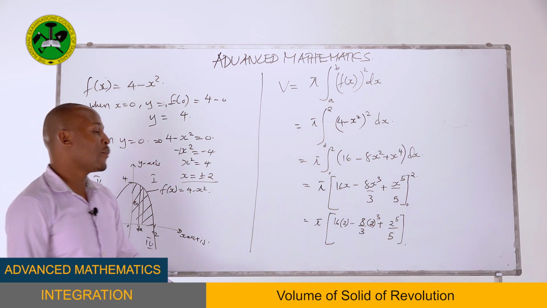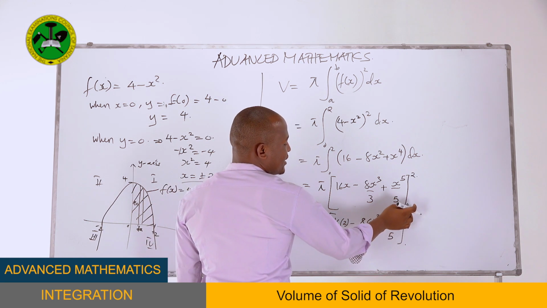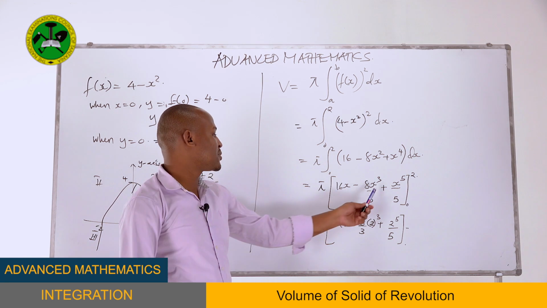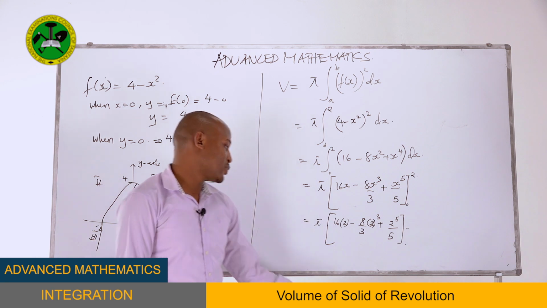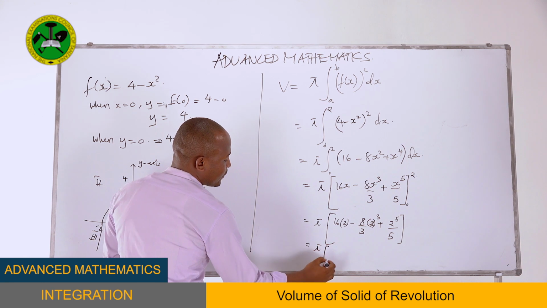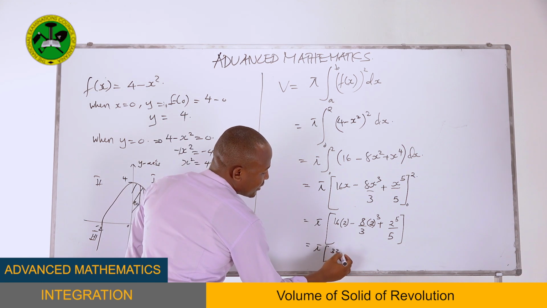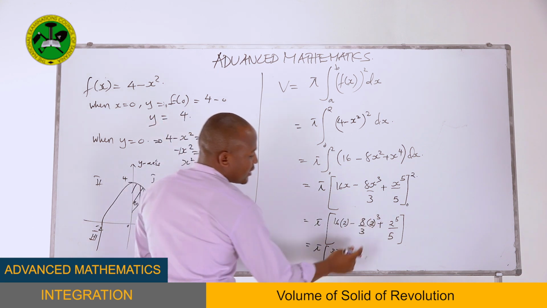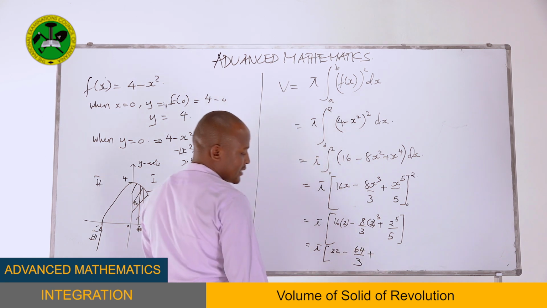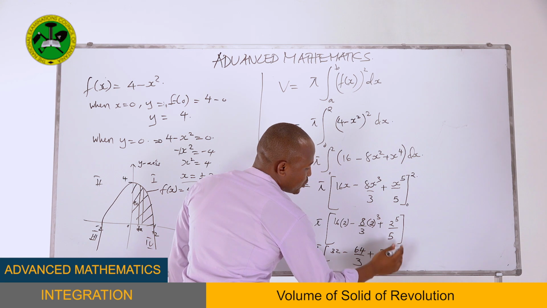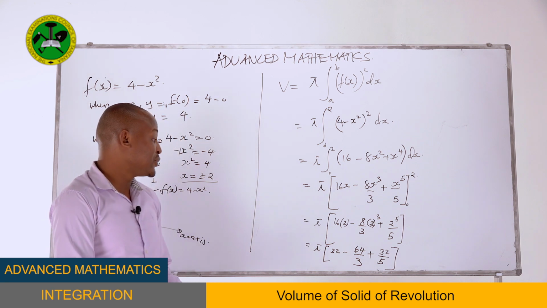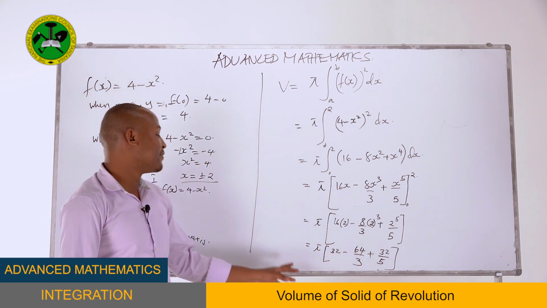Now you have to evaluate that. We are supposed to subtract what we get when 0 is placed there, but we know that this will be 0. That's why I just leave it there. That is to say, pi, this will be 32 minus 8, and 2 raised to 3 is 8, and that is 64 over 3 plus 2 raised to 5 is 32 over 5. And then the answer that you will obtain from this part will be the volume of revolution.